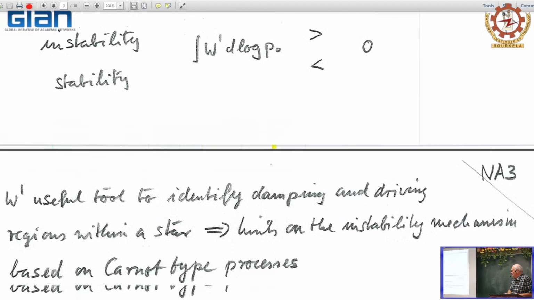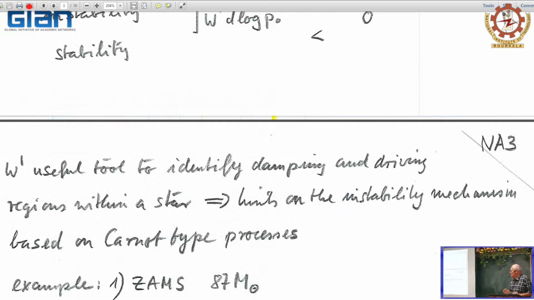Okay, so W dash might be a useful tool to identify damping and driving regions within a star, and it can give you hints on the instability mechanism.